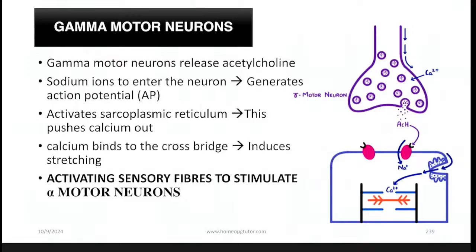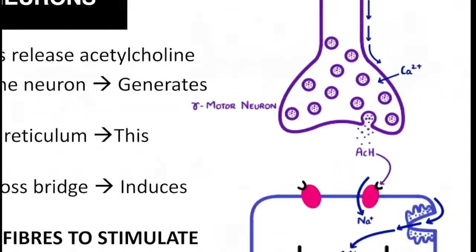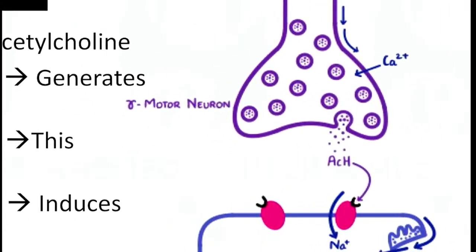Why is it important? Because they are going to activate the sensory fibers, and the sensory fibers are going to stimulate the alpha motor neurons. Okay, just a gist of it. See, you can see this particular image. This is the gamma motor neuron. So basically, what exactly happens is, the gamma motor neurons are going to release acetylcholine. These are the vesicles over here, and from the vesicles, acetylcholine is going to get released.